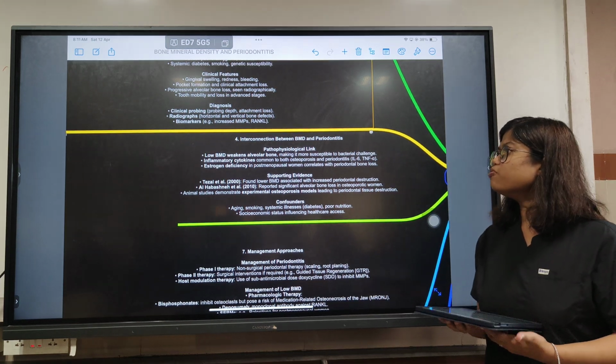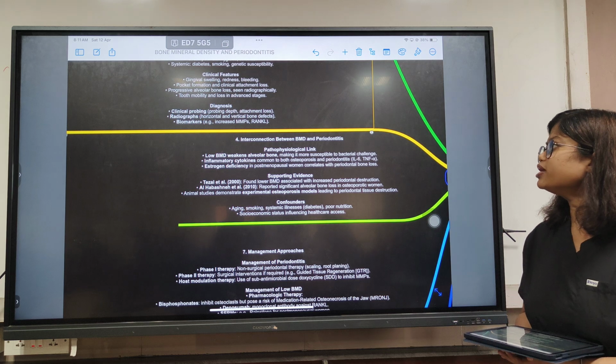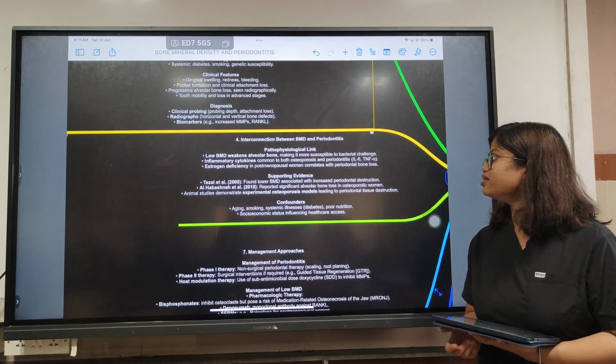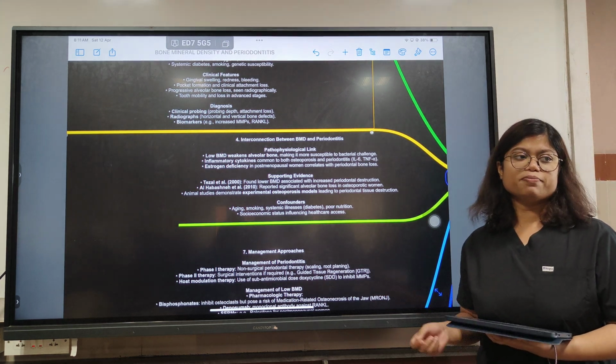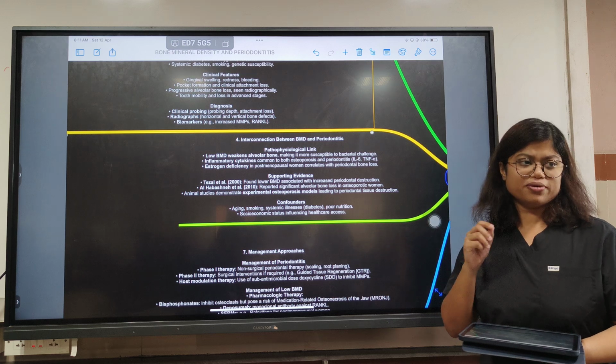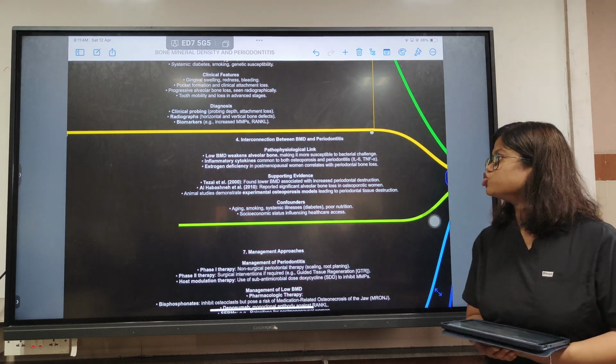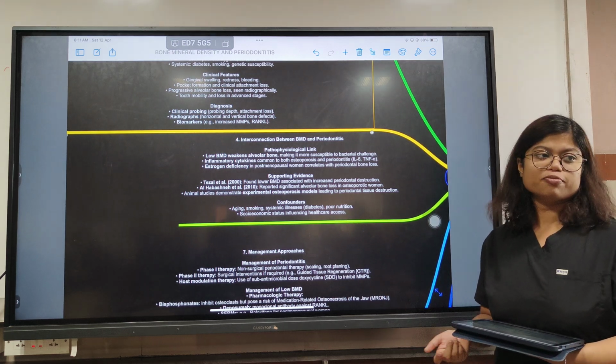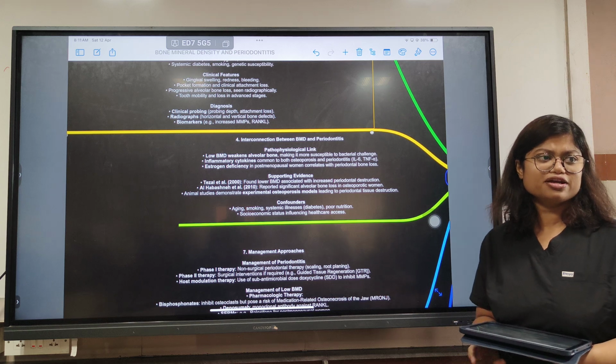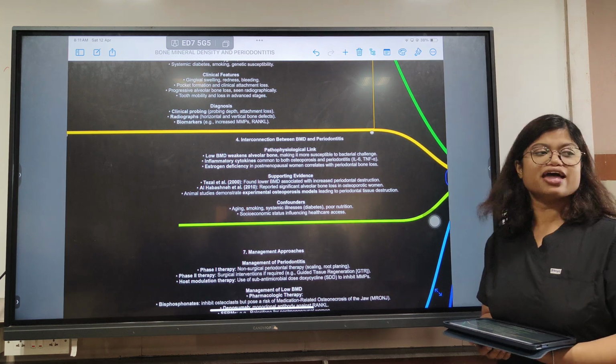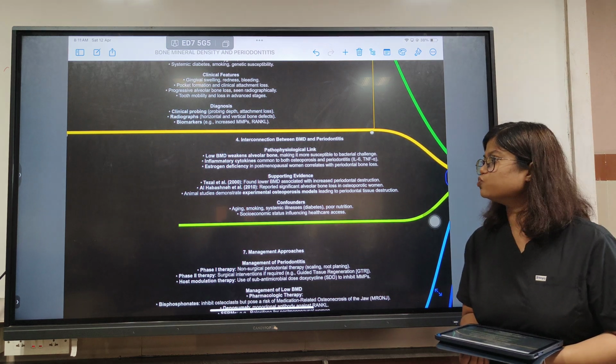So how are periodontitis and BMD linked? The pathophysiological link: low BMD weakens the alveolar bone, making it more susceptible to bacterial challenge. There will be osteopenia first and then significant osteoporosis, and then we will have brittle bones, and then the systemic conditions will come into play, and the advanced progression of the disease continues.